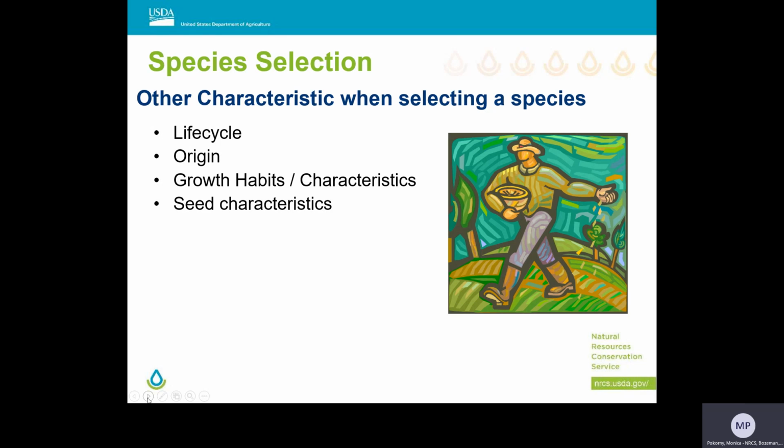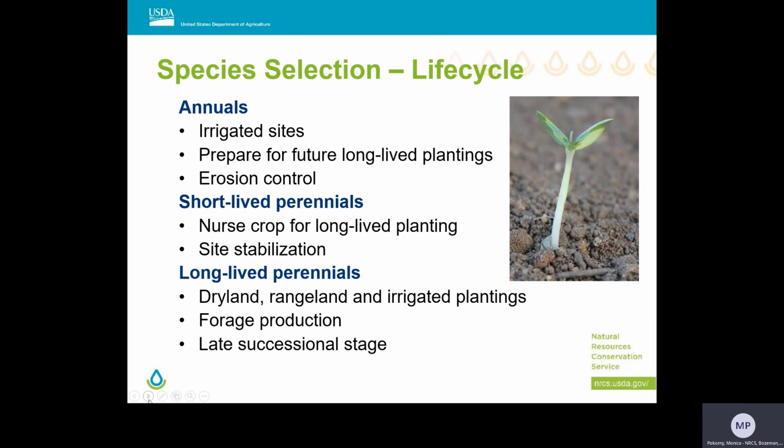So let's switch gears now and start talking about other characteristics you want to think about when you're developing a seed mix. Some of those are considering the life cycle of the plant, the species origin, the growth habits of the plant species, and also the seed characteristics. And we're going to talk about each one of these. So first of all, the life cycle of a plant.